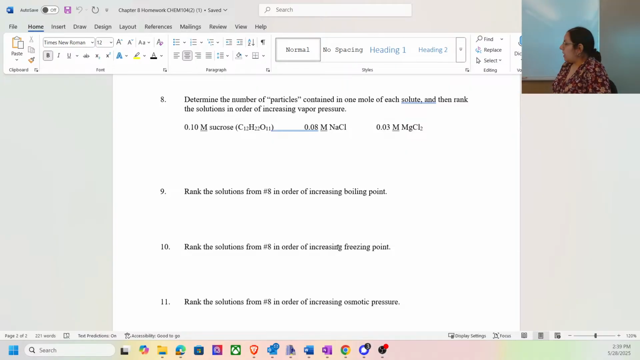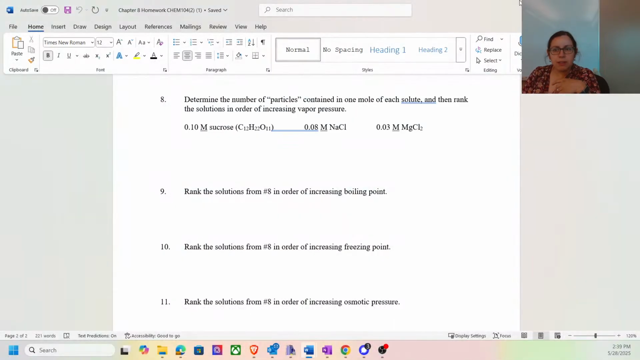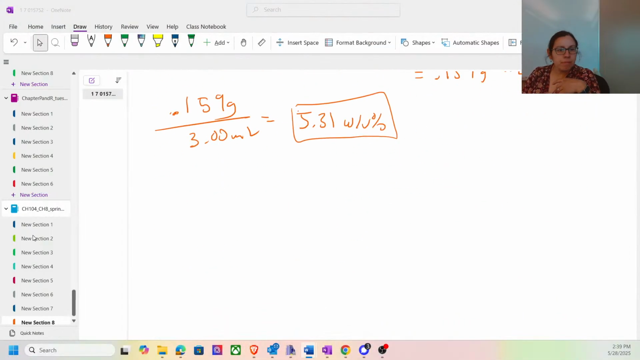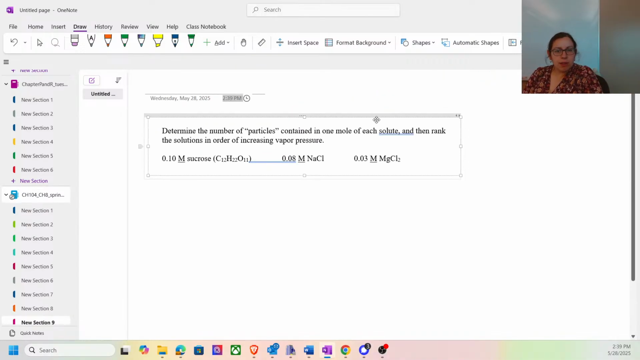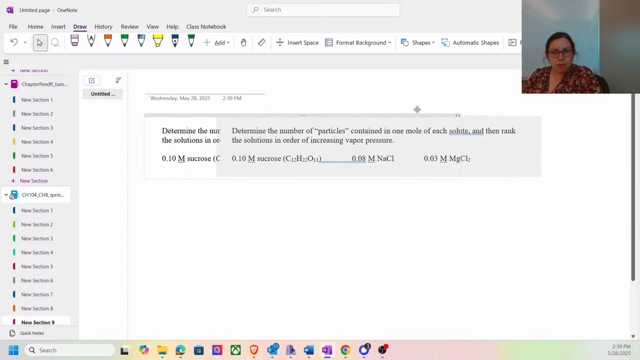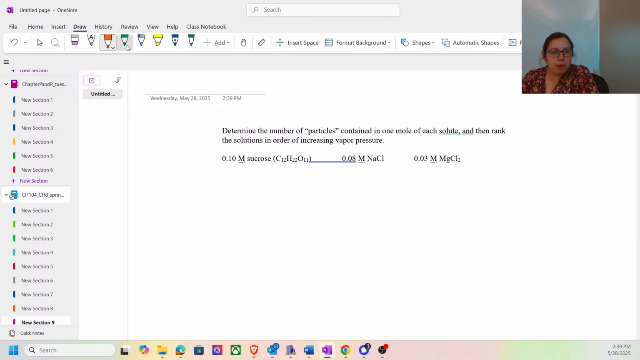But what it's trying to get at is, again, those colligative properties. And so you have to figure out, right, how many particles are truly in each solution. So looking at this, and let me copy it over so I can write on it. Make a new page here. And so, right, it tells you to kind of rank them. So the first one is increasing vapor pressure.